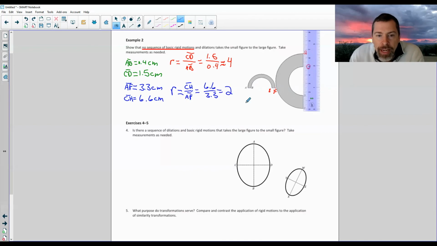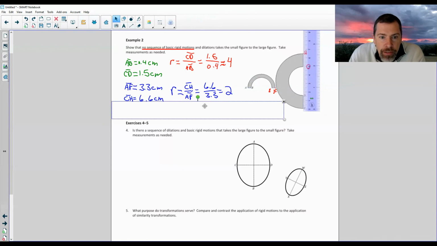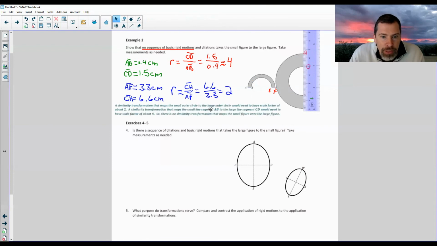We can't have 2 different scale factors, so therefore it can't happen. So we say a similarity transformation that maps the small outer circle to the large outer circle would need to have a scale factor of about 2. A similarity transformation that maps the small line segment AB to the large line segment CD would need to have a scale factor of about 4. So there is no similarity transformation that maps a smaller figure onto the larger figure.